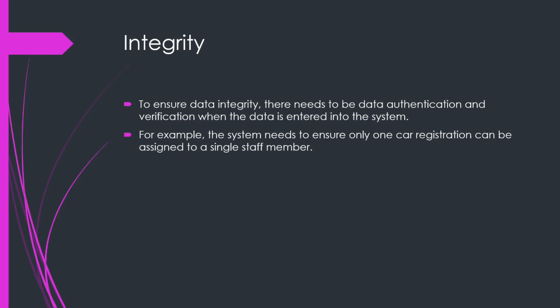And finally, in integrity, I don't have much here, but I think it's about making sure of data integrity. Normally, data integrity only matters when you're entering data. So before you enter data, we need to have some sort of data authentication. If we want to be super integrated, we might implement a system that authenticates the registration number with the transport department to ensure that the owner of the car is the same as the staff member who is signing, but I think that's overkill. One thing that we can do with data integrity is to ensure that only one registration number can be assigned to a single staff member.